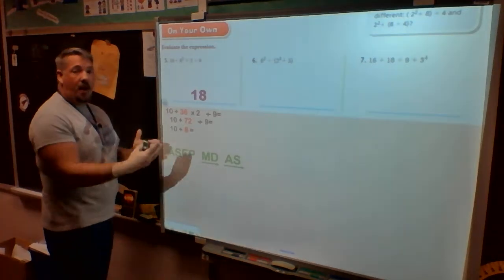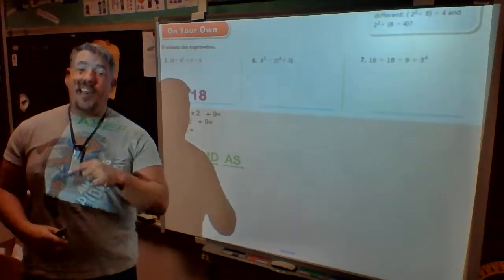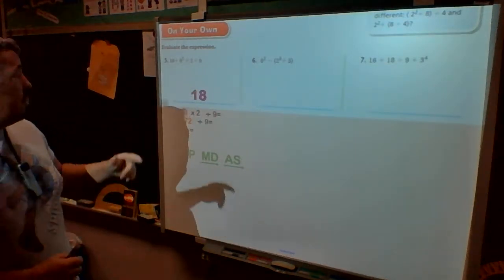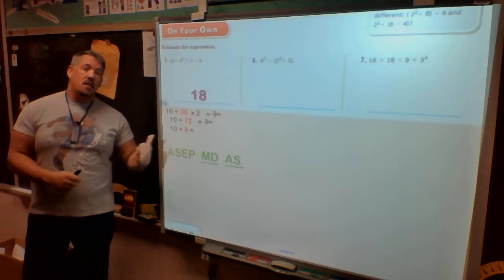That leaves me with a final step of addition, 10 plus 8, and that's where you should have gotten 18 as your final answer. If you didn't get 18, then you made a mistake. Check your work with mine, because these are the right steps.